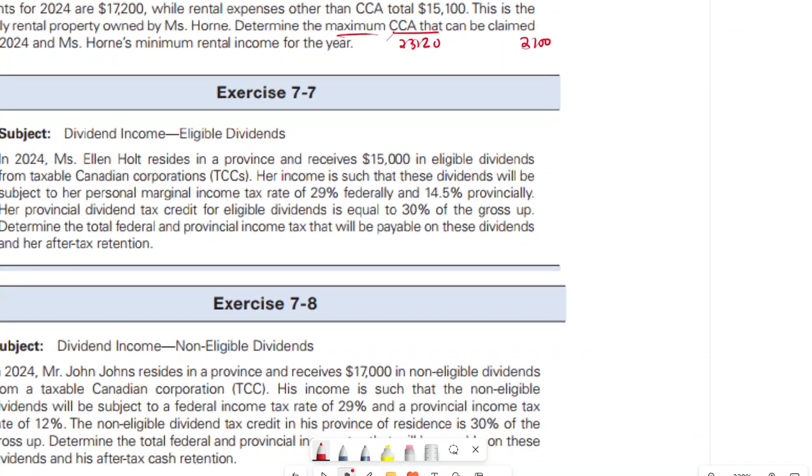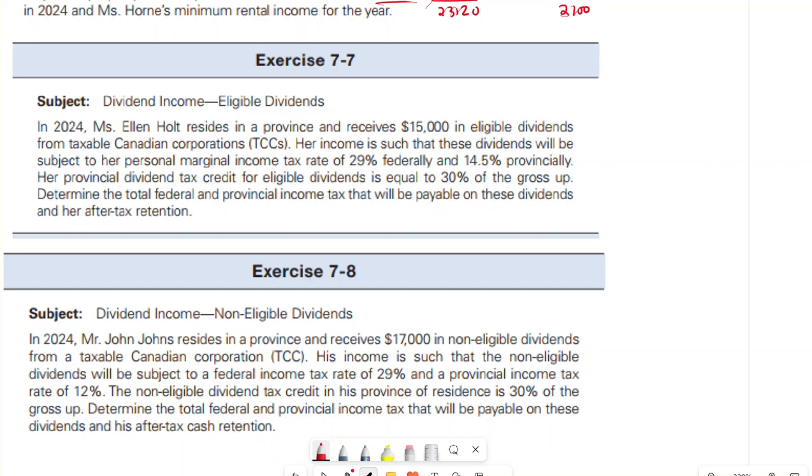So let's go to the next one. The next topic in this chapter was eligible dividend and non-eligible dividend.